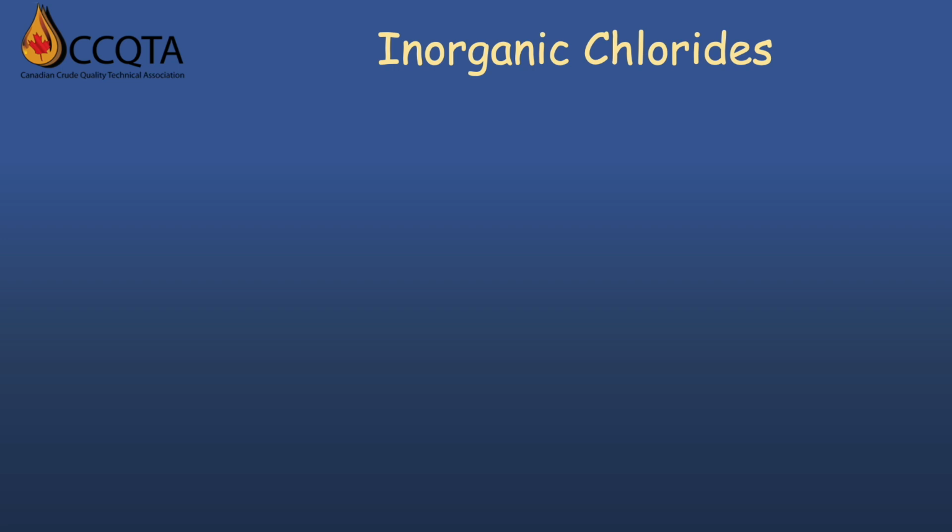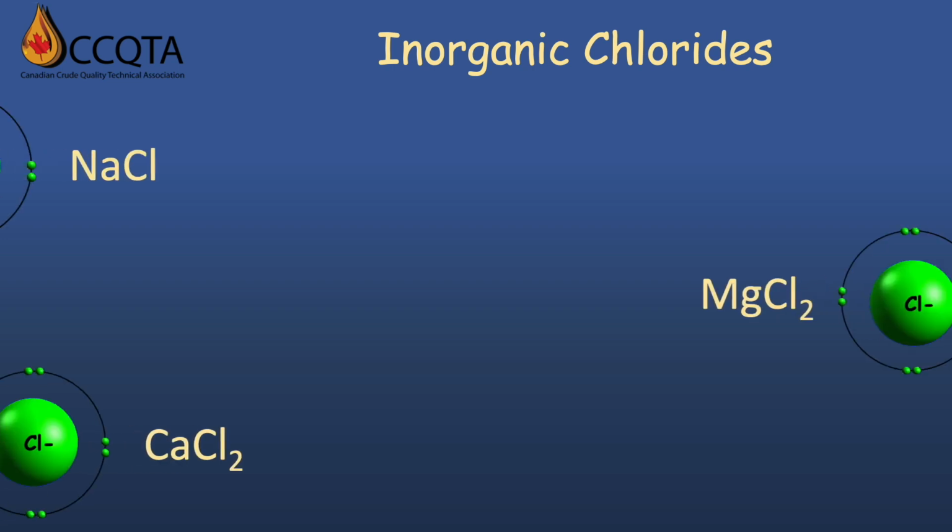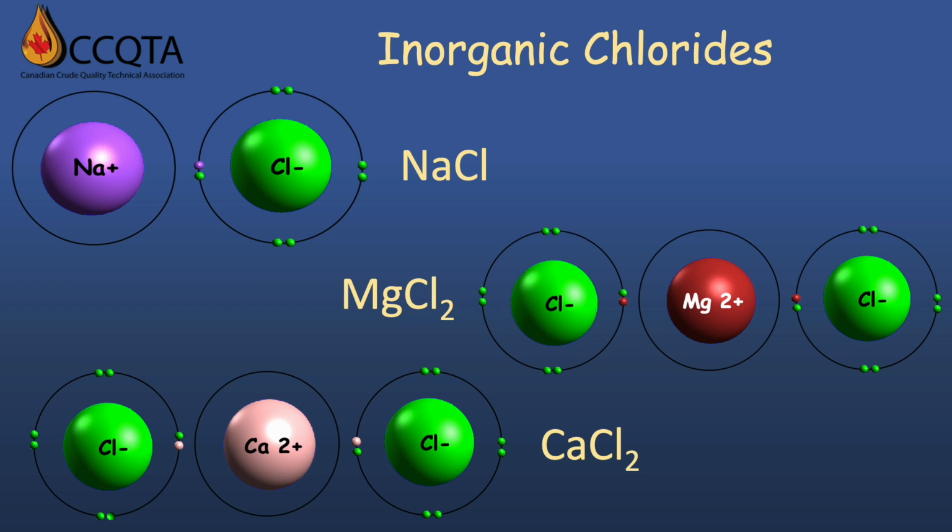Let's start with inorganic chlorides. Sodium chloride, magnesium chloride, and calcium chloride are common salts present in crude oil production. Their concentration in crude can range from low parts per million to levels in excess of 1,000 parts per million. The concentration is mostly dependent on the type and location of the production. These chloride salts are shown here in the ionic form to illustrate the electron sharing between the atoms. On their own, they're solid crystalline salts, think of table salt.